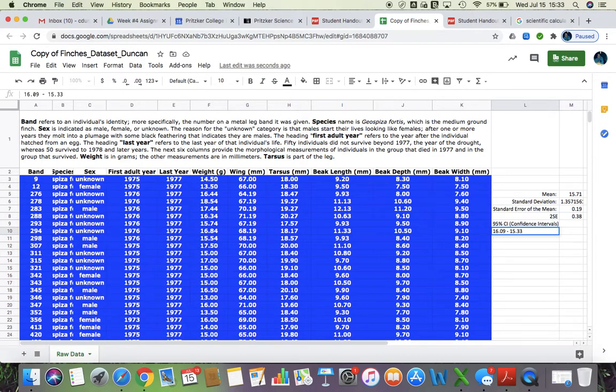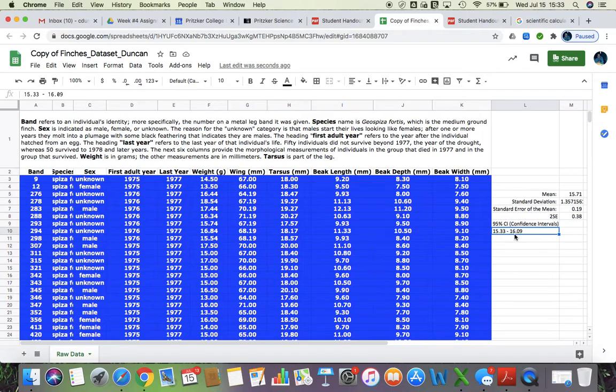Now I would probably turn this around instead. So put the smaller value and then the larger value. And this is my 95% confidence interval. What that means is I can be 95% sure that if I were to do this again, the average of the body mass or weight would fall in between these two values.